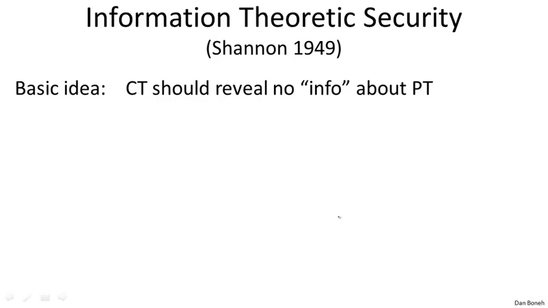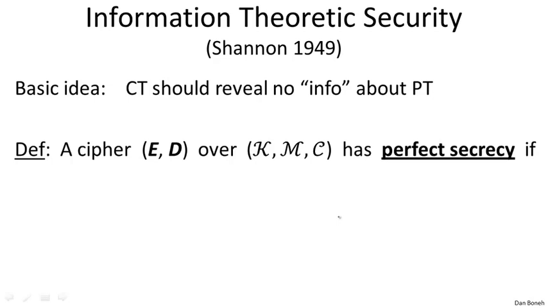So that's what Shannon did. Let me show you Shannon's definition. I'll write it out slowly first. What Shannon said is, suppose we have a cipher (E, D) that's defined over a triple (K, M, C), just as before. K, M, and C define the key space, the message space, and the ciphertext space. We say that the cipher has perfect secrecy if the following condition holds.